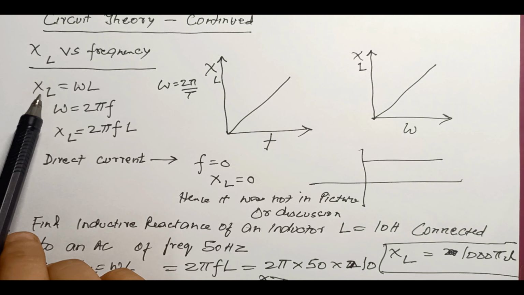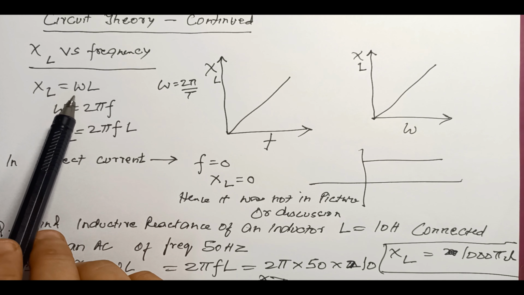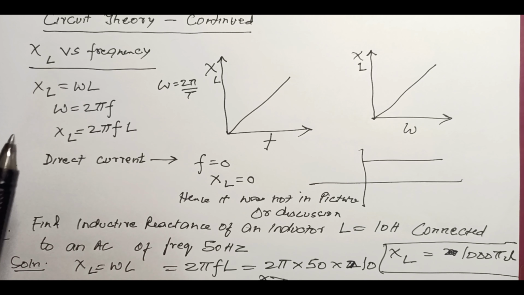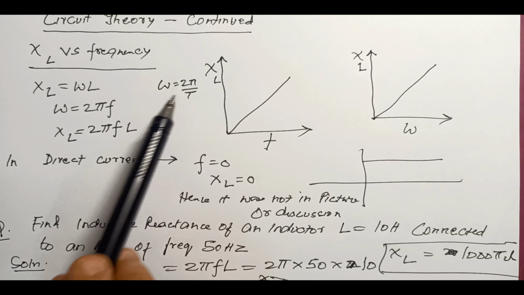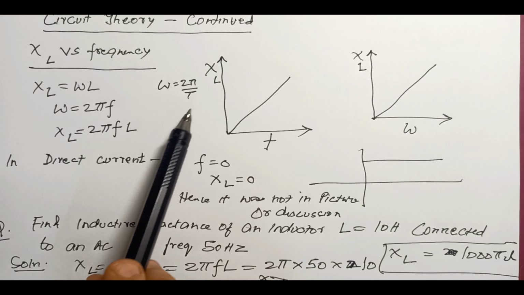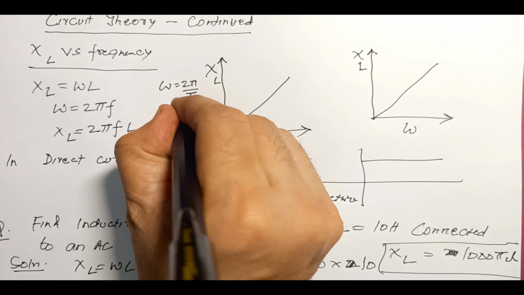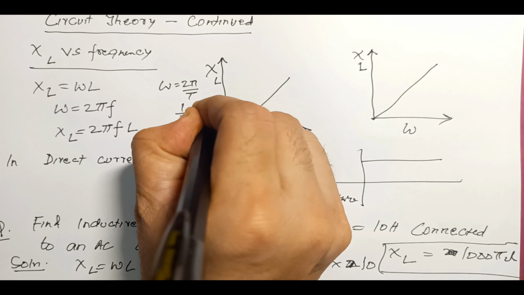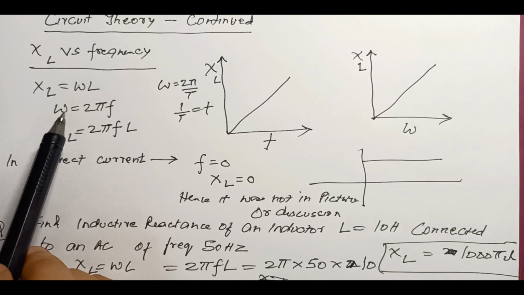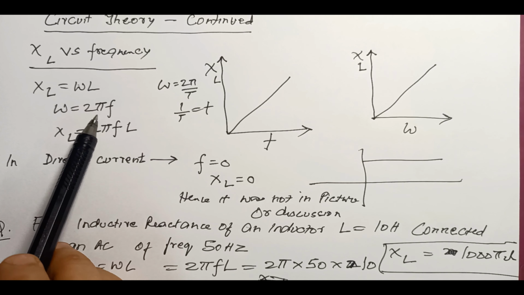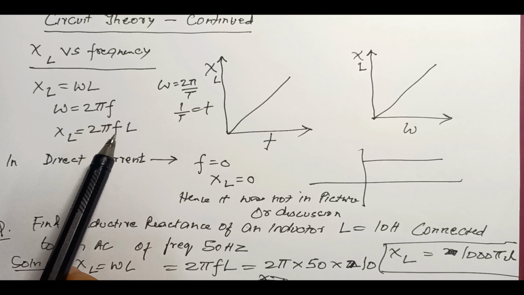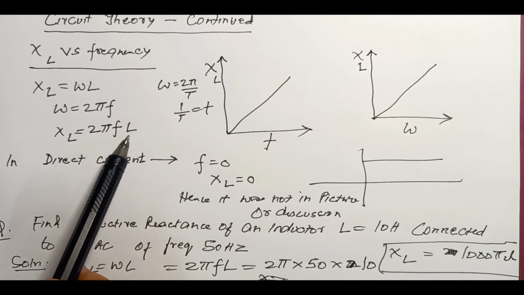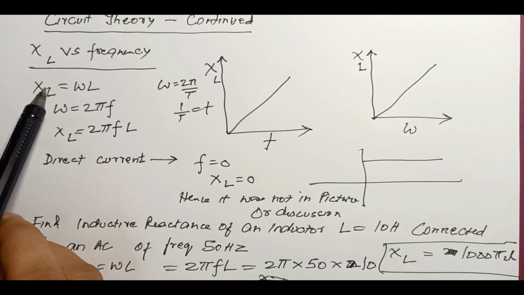Now we know XL is equal to omega L, right? But omega is nothing but 2 pi by T, and 1 by T is F. So I can write omega is equal to 2 pi F, or XL is equal to 2 pi FL. Correct, using this formula.